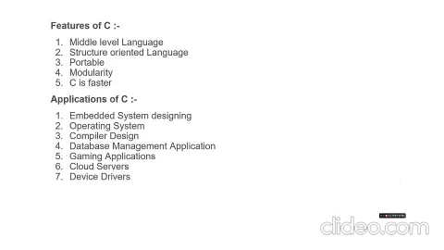Coming to the features of C language, it is a middle level language, structure oriented language, portable. It means if you write the code for one computer, it may also run on other computers. Modularity. C is faster. Coming to the applications of C language, it is used in embedded system designing, operating systems, compiler design, database management applications, gaming applications, cloud servers, device drivers, and so on.